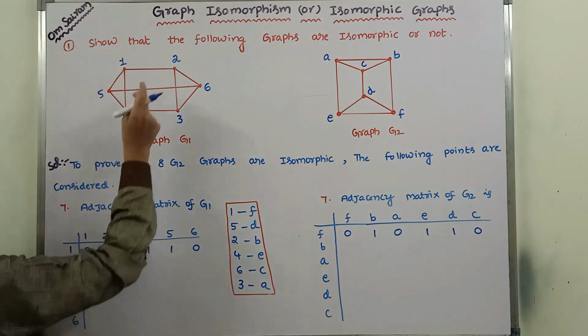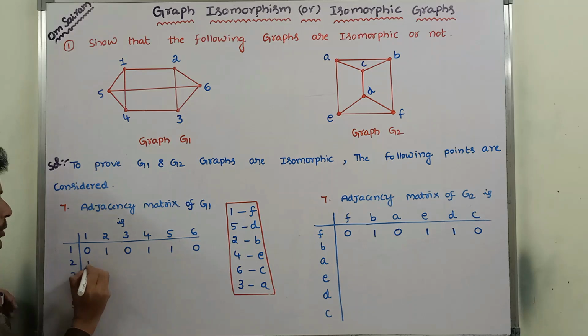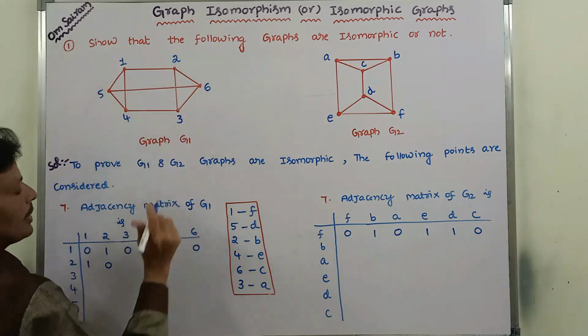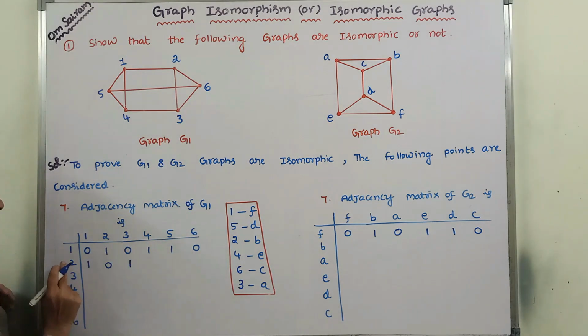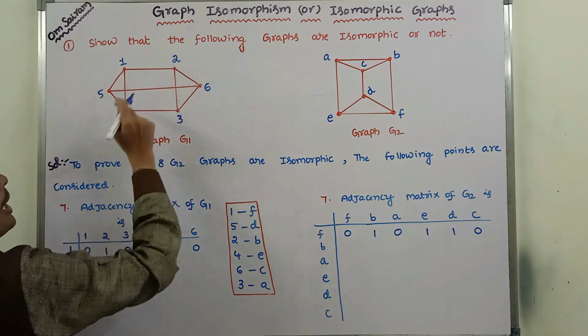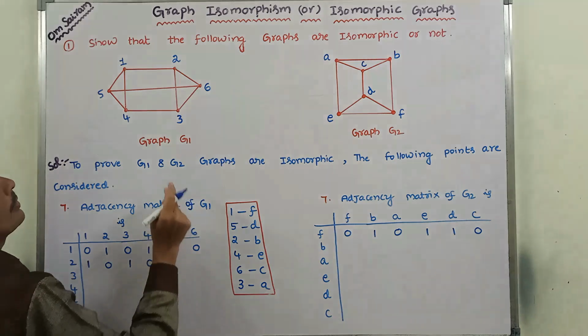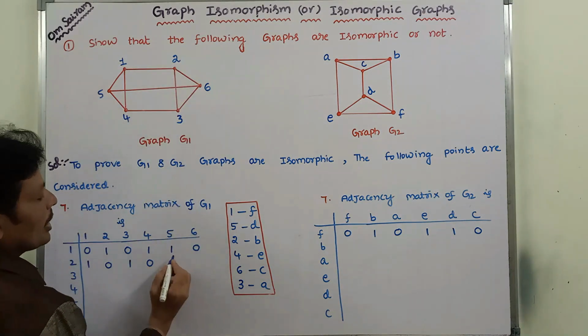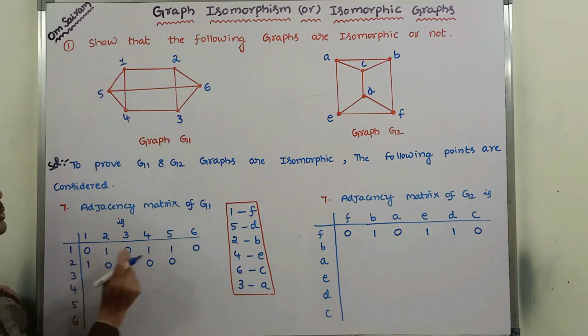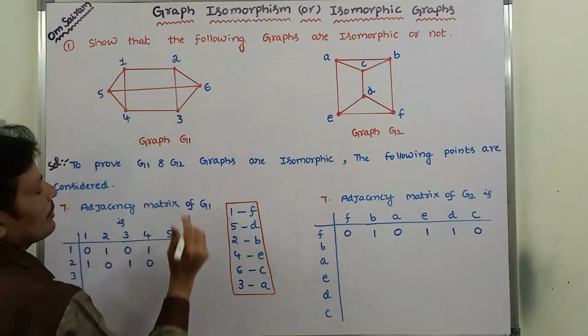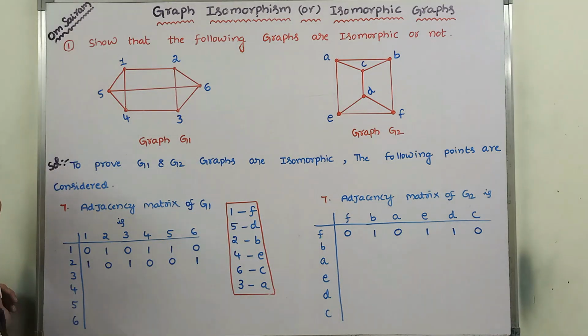2 to 1, there is an edge between 2 to 1, so its value is 1. 2 to 2, there is no self loop here, so its value is 0. 2 to 3, there is an edge between 2 and 3, so its value is 1. 2 to 4, there is no edge between 2 and 4, so its value is 0. 2 to 5, there is no edge between 2 and 5, so its value is 0. 2 to 6, there is an edge between 2 to 6, its value is 1. We are getting 1, 0, 1, 0, 0, 1.